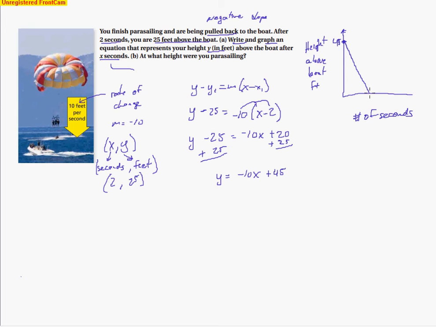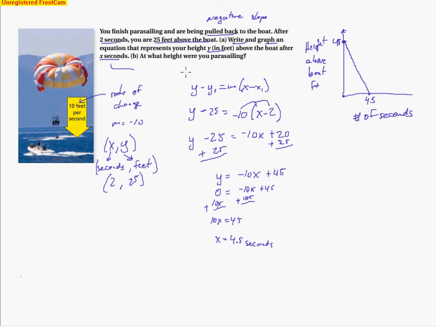And eventually, I end up being right back on the boat. And we'll find out how much time that takes. If I put 0, where I end up 0 feet above the boat, so back in the boat here, and I go ahead and solve for x, I'd end up adding 10x to both sides, and that would give me 10x equals 45. So then when I divide, x would be 4.5. So that's 4.5 seconds it's going to take us to get back into the boat. So this will end up being 4.5 seconds there. So that's what the graph would end up looking like.